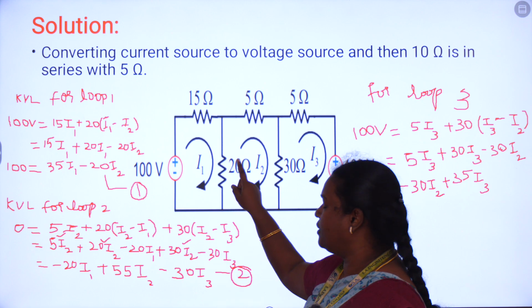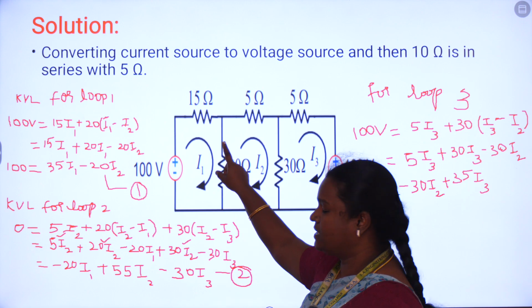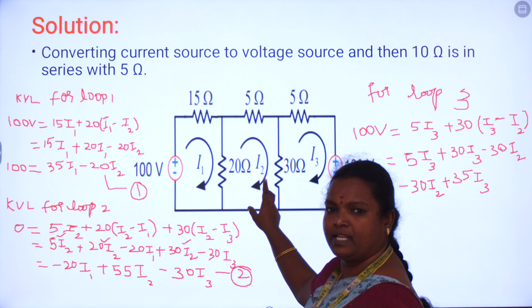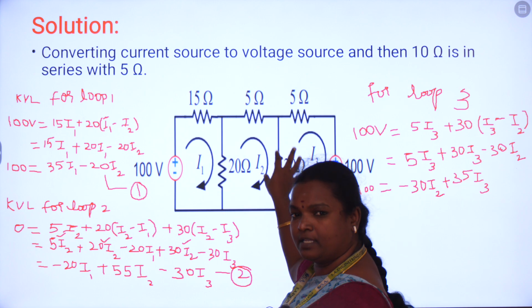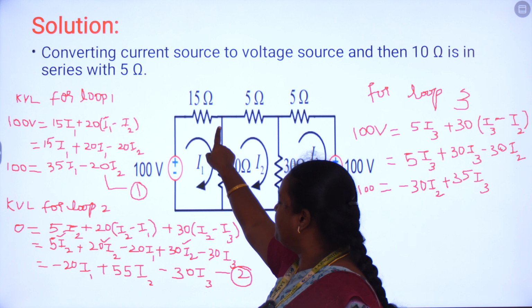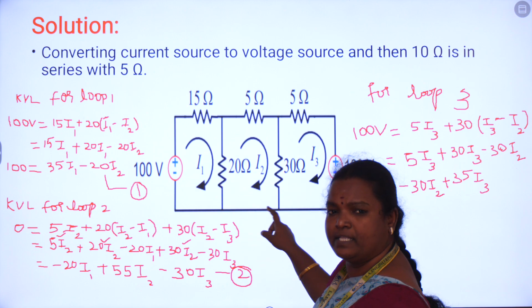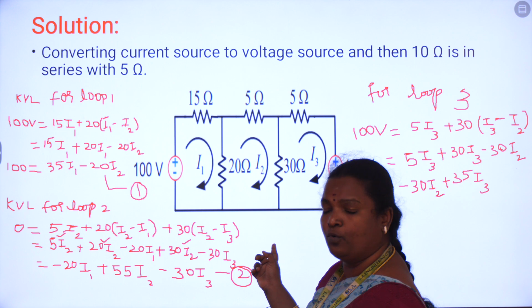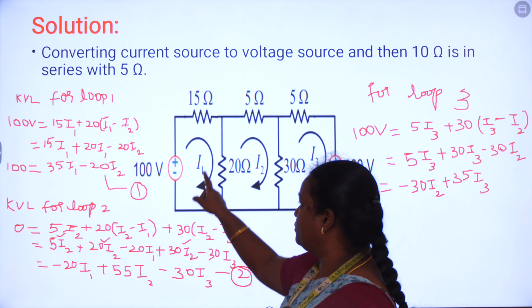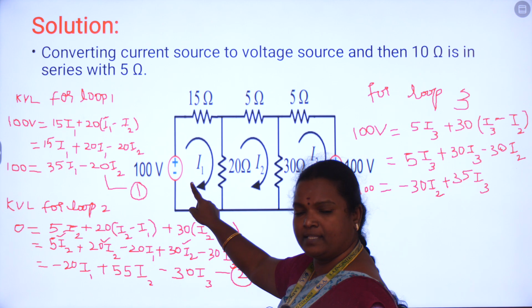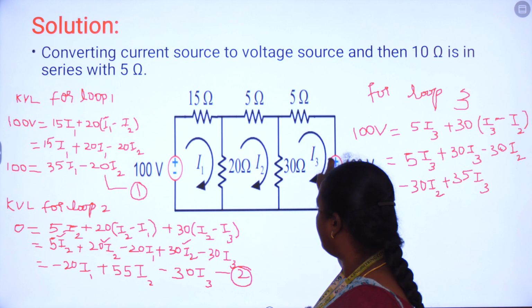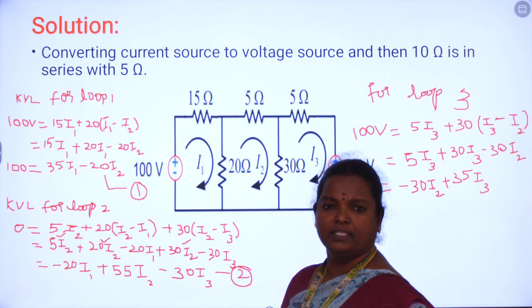The first step is we are going to define the mesh. A mesh is nothing but any closed loop. Considering this circuit, we have three closed loops: first loop, second loop and third loop. After finding the loops, we are going to assign the loop currents. For the first loop I am assigning the current I1, for the second loop I2, and for the third loop I3. So this is the second step.